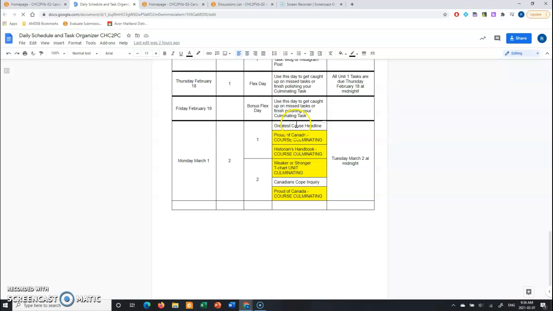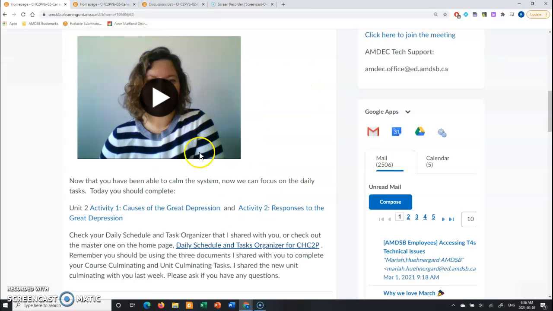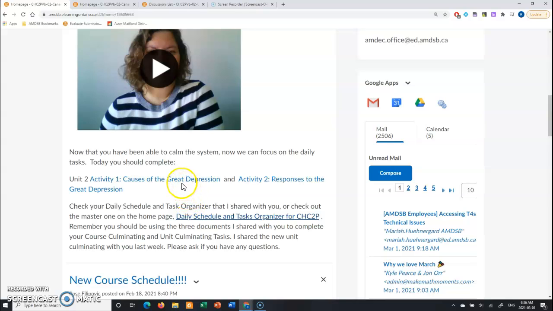There is one activity for you to complete with the class, and then you'll be working on your course culminating, and I'll talk about them when they come up. Unit culminating, a task together, and then a course culminating for today. Again, I will talk about them as they come up, but this is a place that you can check to see if you have done all your work for the day. So let's go to Activity 1.